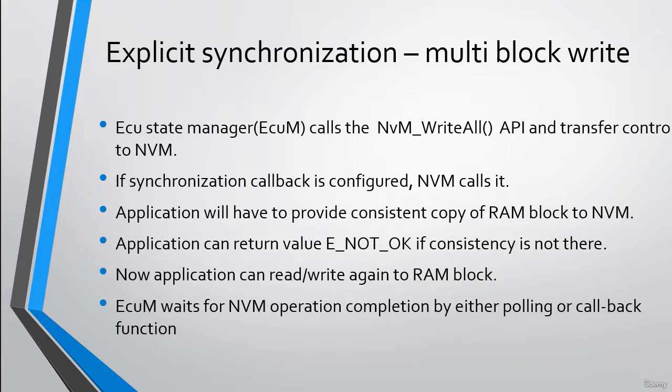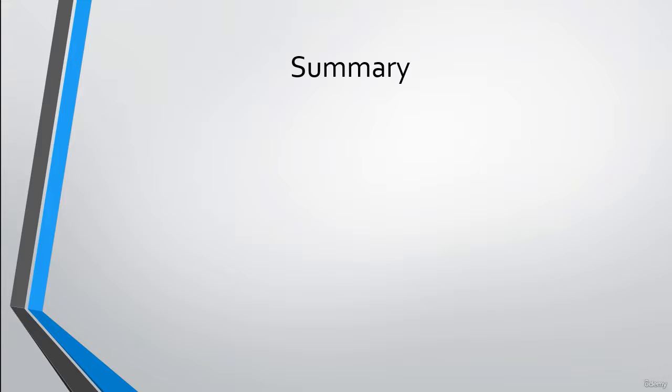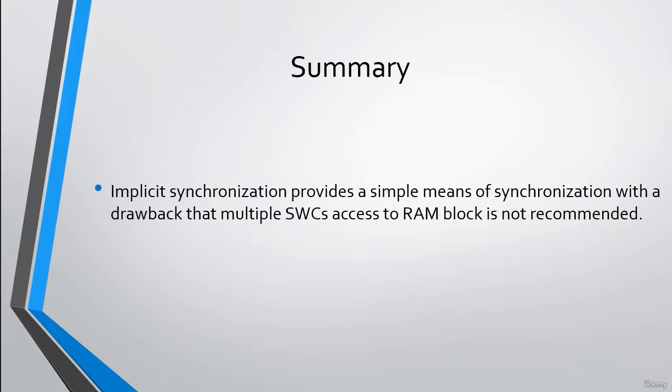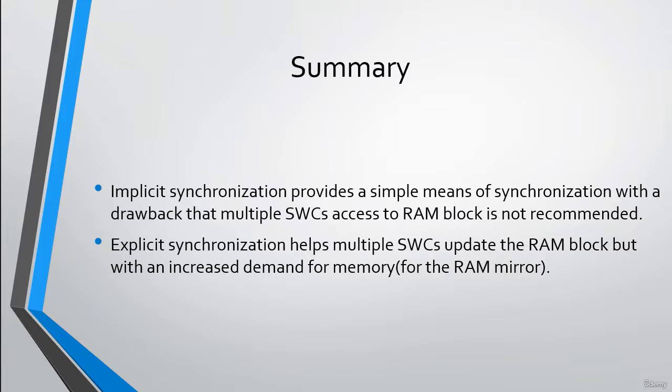So let's summarize. The implicit synchronization we discussed provides a simple means of synchronization, with the drawback that multiple software component access to the RAM block is not recommended. The explicit synchronization helps multiple software components update the RAM block, but with an increased demand for memory, that is the RAM mirror requirement. So depending on our requirement, we can select one of the synchronization mechanisms and proceed with that in the project.